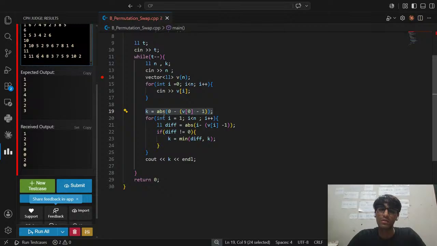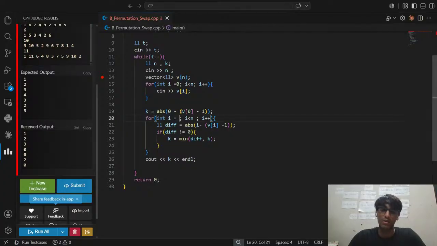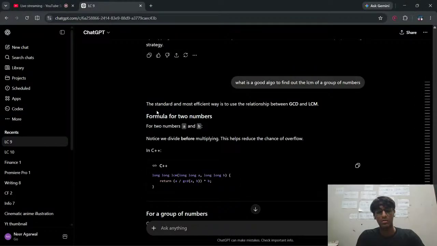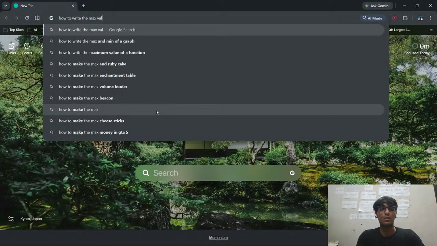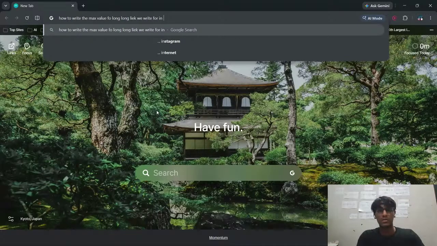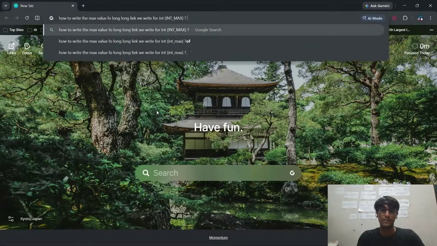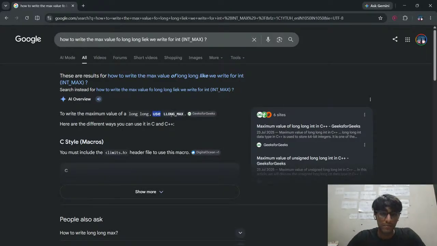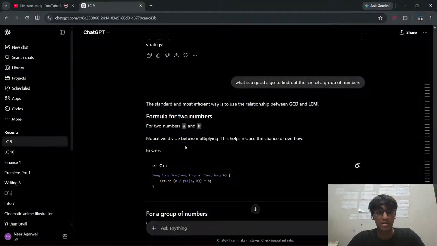Do we even need to do this in the first place? We can do this as zero. We can do this entire operation and we can just declare it as long max. But I don't remember what the maximum value is. How to write the maximum value of long? It's basically, I remember, L, then long, and then underscore and max. Yeah, I was right. I still wanted to check.